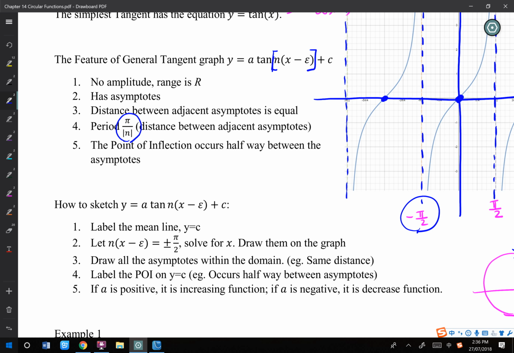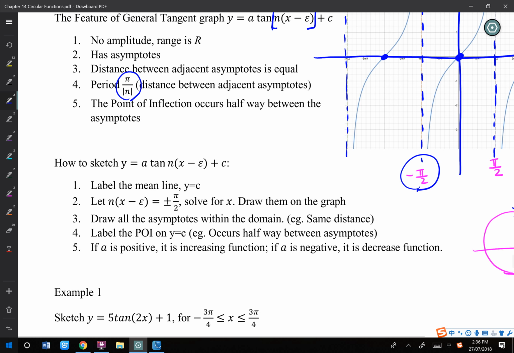Okay, let's think about this. If I can find any two adjacent asymptotes on the graph, I can find everything else, right? I know two asymptotes, I know the other two, and the other two, same distance, here, here, here, here. And then points of inflection occur halfway, so I know exactly where they are. So the most important thing, the only important thing for the tangent graph, is to find two asymptotes. That's the only thing.